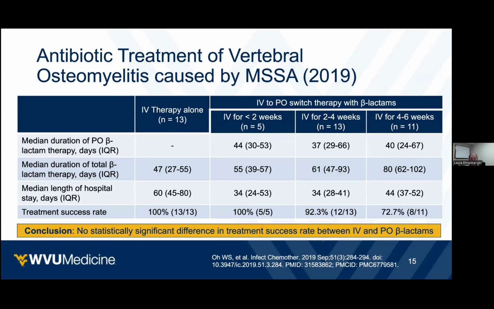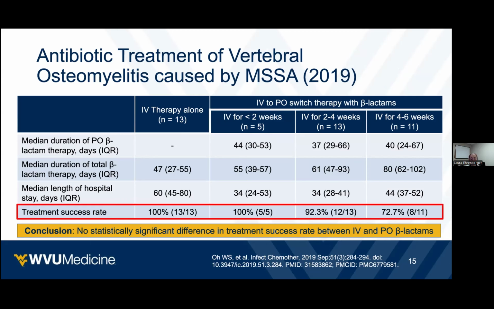So here are the outcomes of the trial. I'll try to break this table down for you, really focusing on the treatment success there on the bottom. As you can see, about 13 patients received IV therapy alone, and then the remaining patients were switched to an oral beta-lactam at either 2 to 4, or 4 to 6 weeks. And as you can see in the bottom row with the treatment success rate, they were pretty similar between groups. The study didn't find a statistically significant difference in treatment success between patients who received IV therapy alone and patients treated with oral beta-lactam therapy.